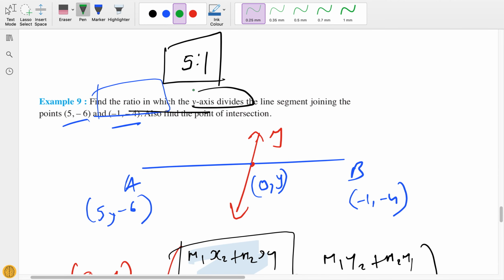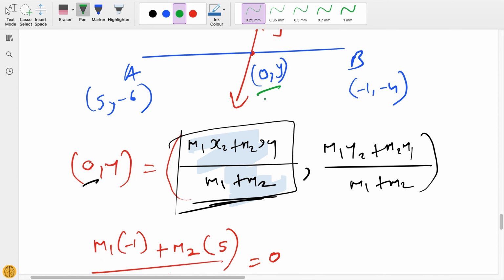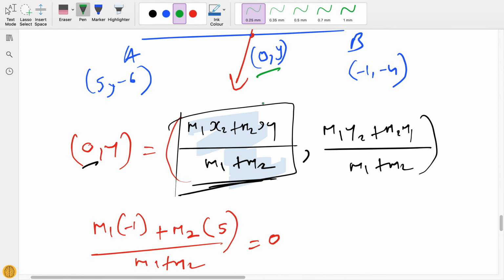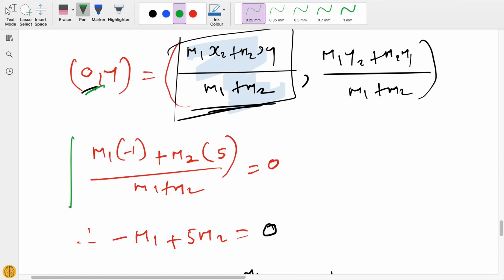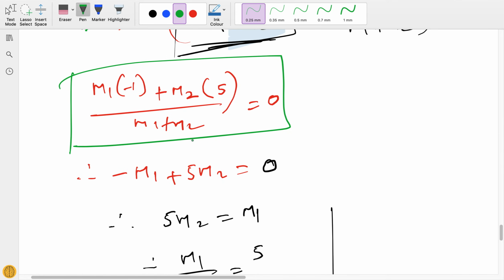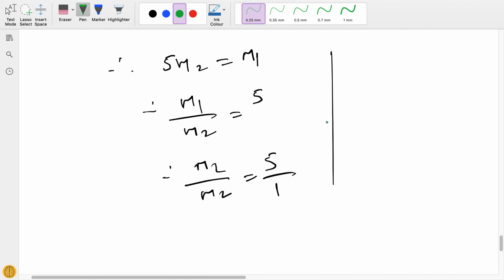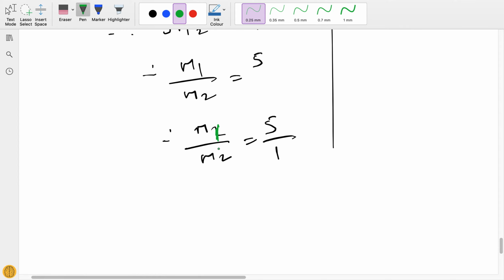So what did we use here? The point is on the y-axis, because the y-axis is dividing the line segment. So the point is on the y-axis, so we put the coordinate of this point, the point which divides the line segment, to 0. We equated it with 0, and then we found the m1 and m2. This is m1.